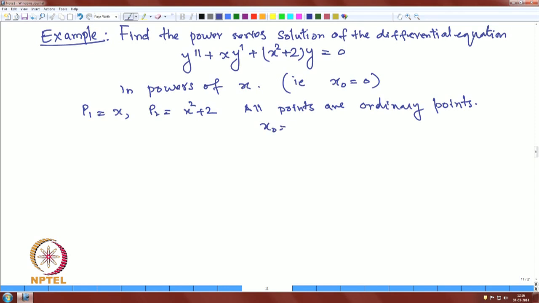So, x0 is equal to 0 is an ordinary point. Therefore, by the existence theorem, there exists a power series solution, two linearly independent power series solutions of the form summation cn x to the power n. So, we look for a solution y is equal to summation cn x to the power n, n goes from 0 to infinity. This is guaranteed by the existence theorem.